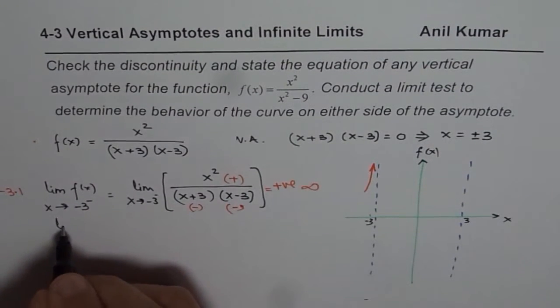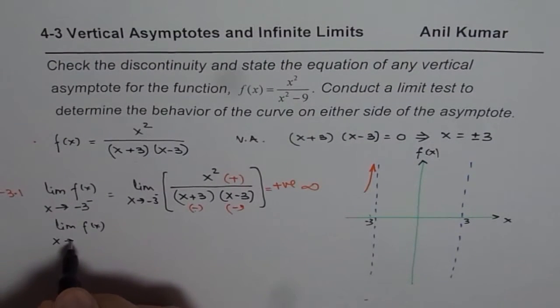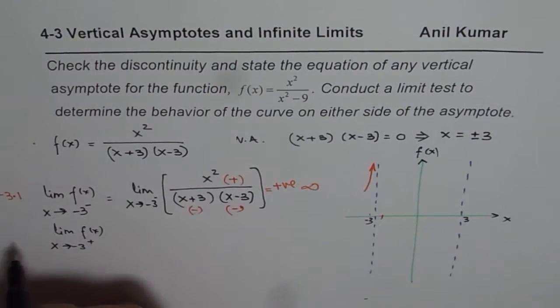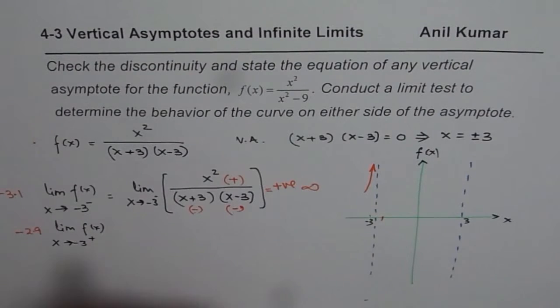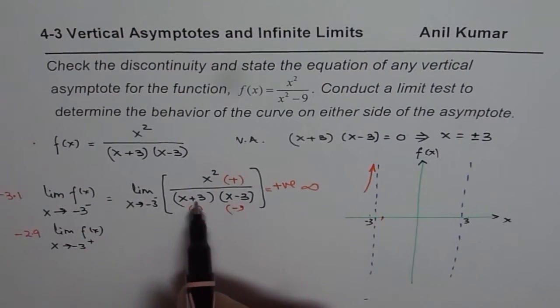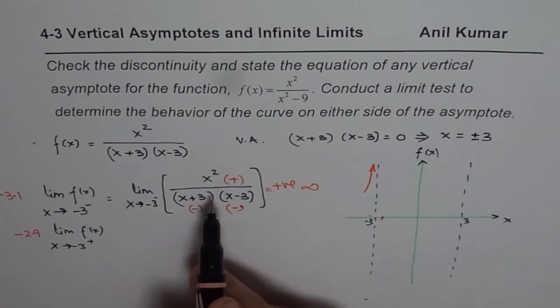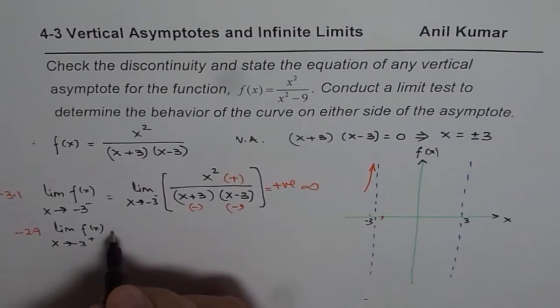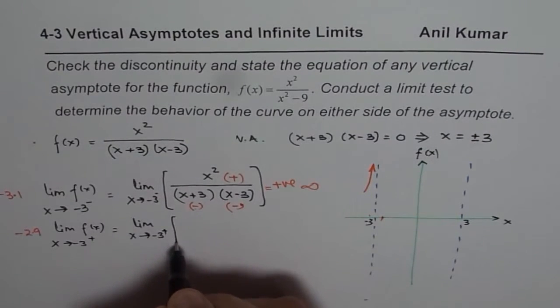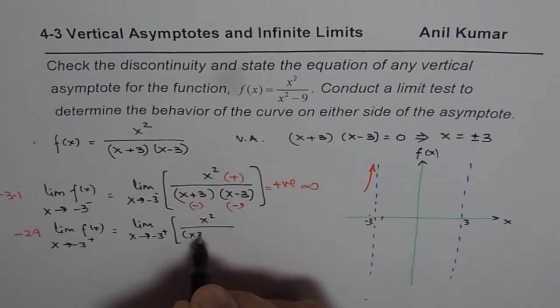Similarly, find the limit of the function f of x when x approaches minus 3 from the right side. If you are approaching from the right side, think about a value which is minus 2.9. That is a point on the right side. You can substitute x as minus 2.9 and check whether the sign is positive or negative. So basically, you're trying to find the limit of this function as x approaches minus 3 from the positive side, x squared over x minus 3 times x plus 3.